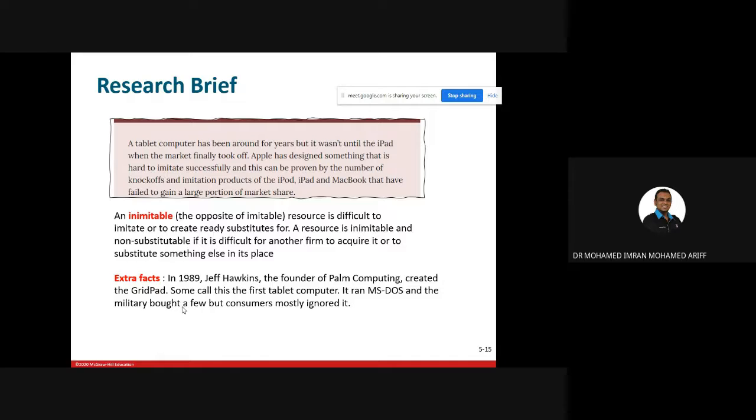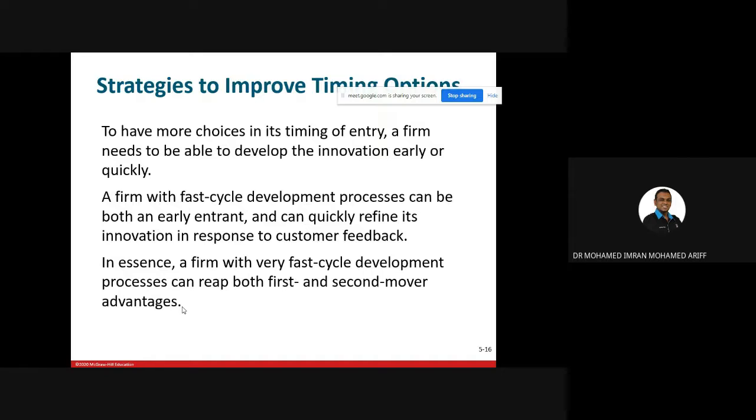Okay, Palm Computing yang dulu banyak kontraktor pakai lah, yang tulis-tulis kan. So it was not so popular then. Tapi when iPad came out, sebab dia cantik, semualah, everyone wanted to follow it.